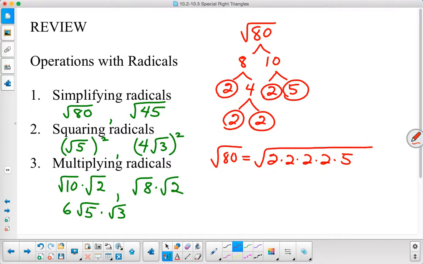So pair up, there's a pair of 2's that comes out of the radical. Another pair of 2's comes out. There's a 5 that cannot go out. So we end up with 4 times the square root of 5. Now do the square root of 45, the next example up there.